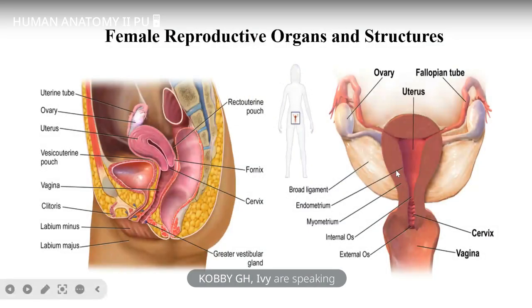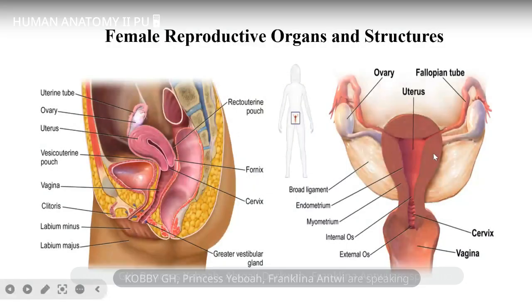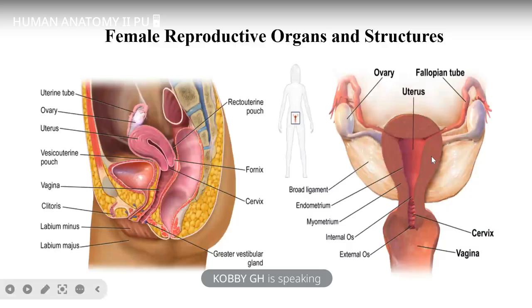Now, if we point to the middle layer, we call it the myometrium. Say myometrium. Myometrium is the middle layer of the uterus.